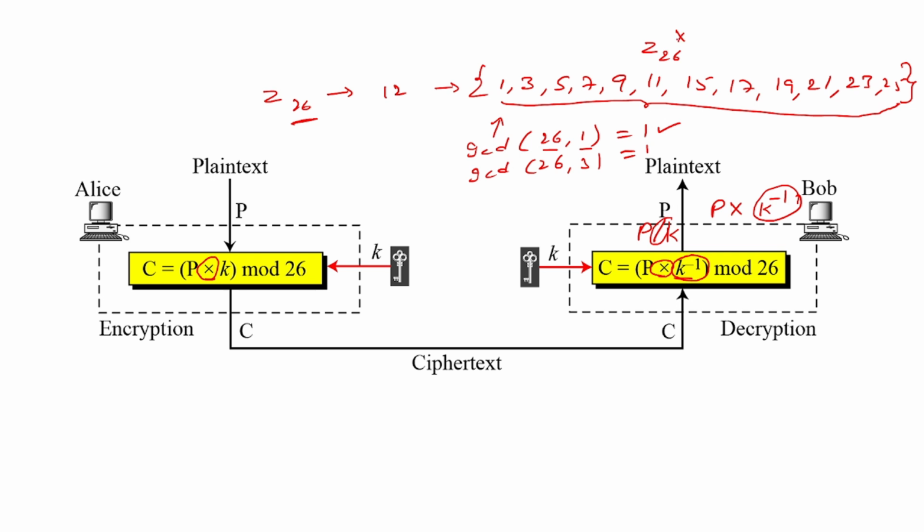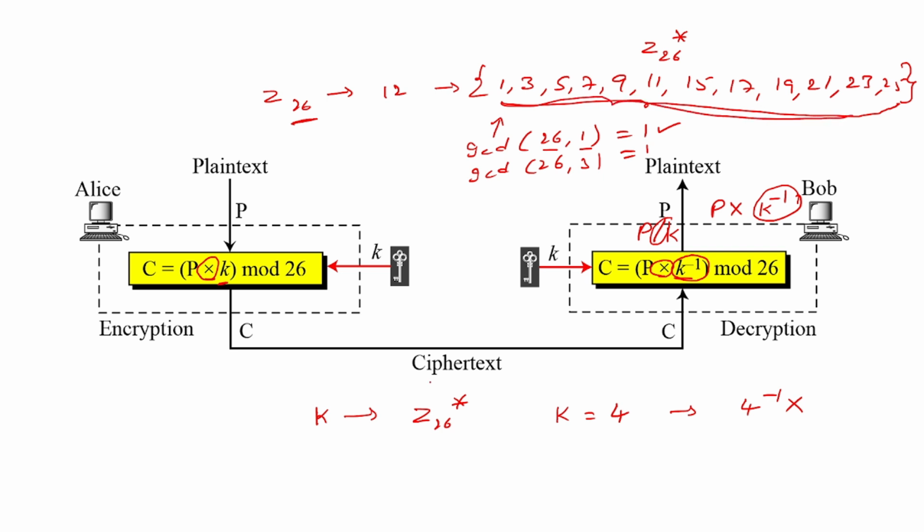Z26 star. So we need to take the key value from only Z26 star. From these 12 values only we need to select the k value, because suppose if you select the key 4, then there is no multiplicative inverse for 4. That's why we need to select the key value from this set only.